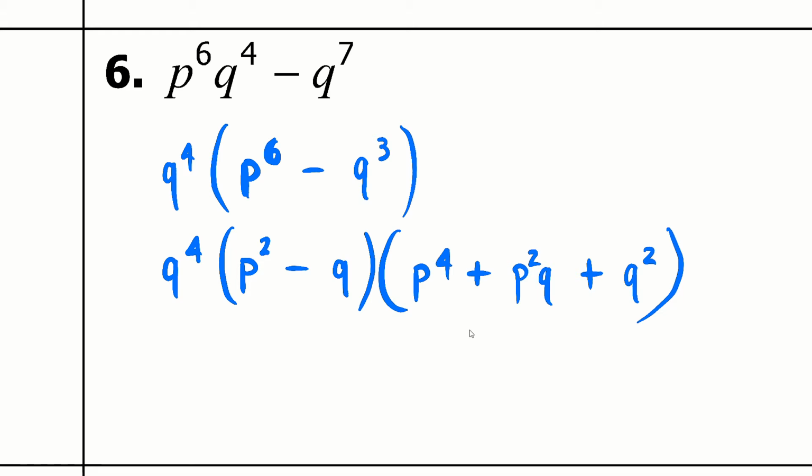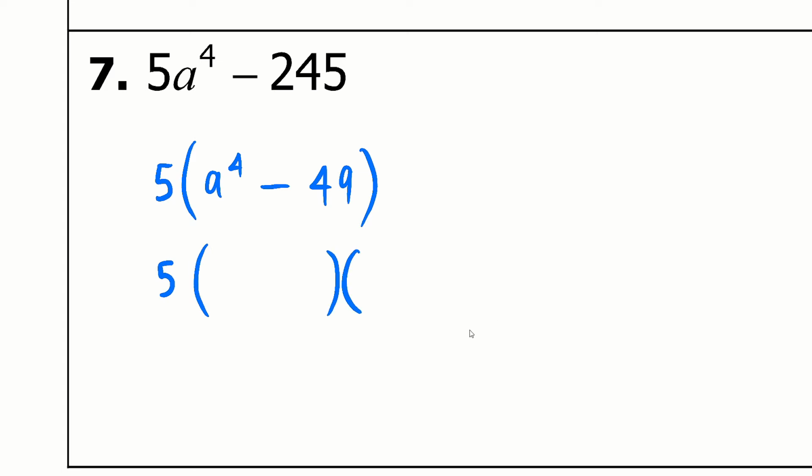All right, number 7. Obviously, they're definitely divisible by 5, so pull out that 5. That leaves me with A to the fourth minus 245 divided by 5 is 49. So once again, this is difference of squares. So it's going to break down into 2 binomials. What multiplies by itself to get A to the fourth? A squared. What multiplies by itself to get 49? 7. What's the rule? One's plus, one's minus. These are done. There's nothing more you can do.